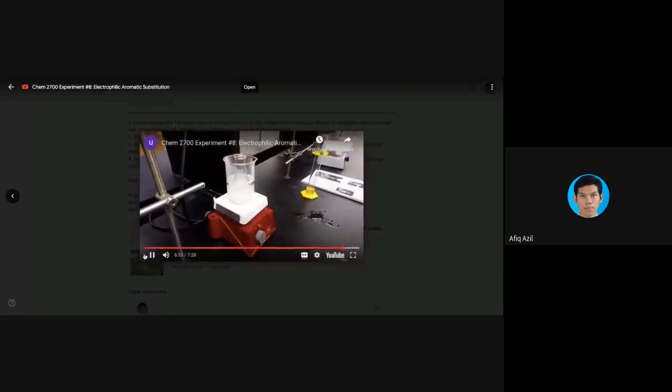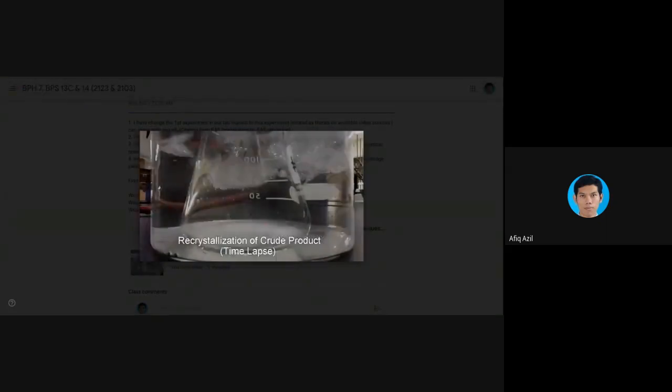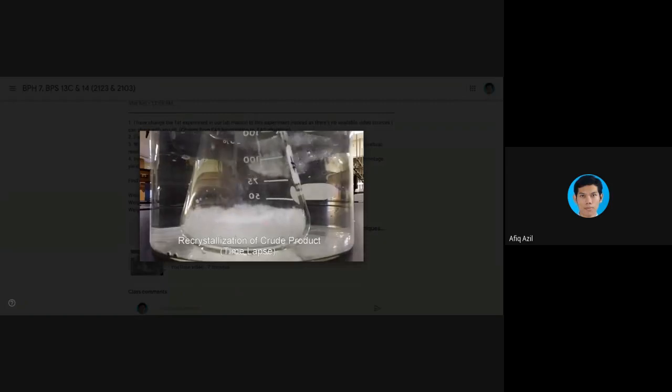See, he keeps on adding solvent to make sure that all of the crude product dissolves. Okay, so just enough.